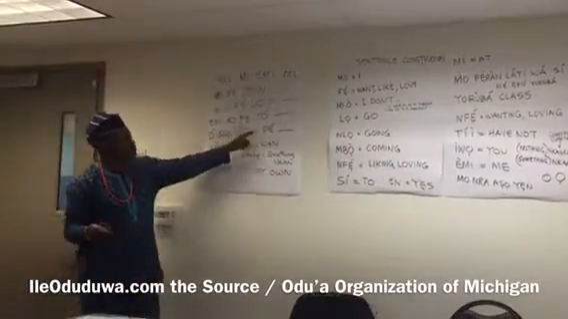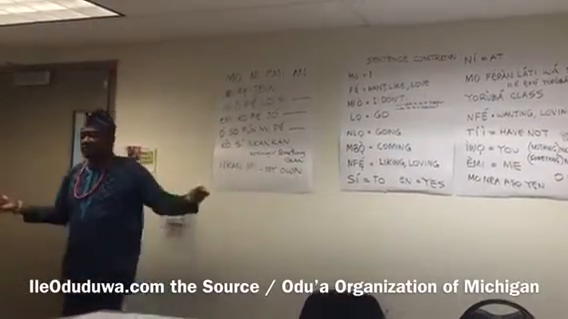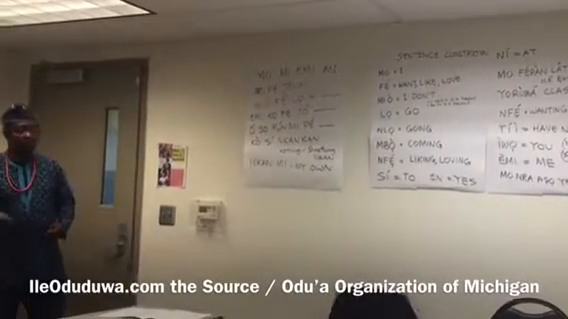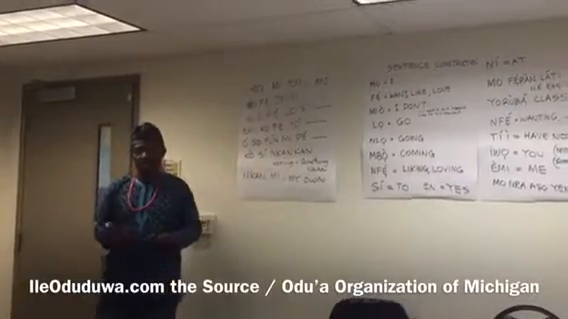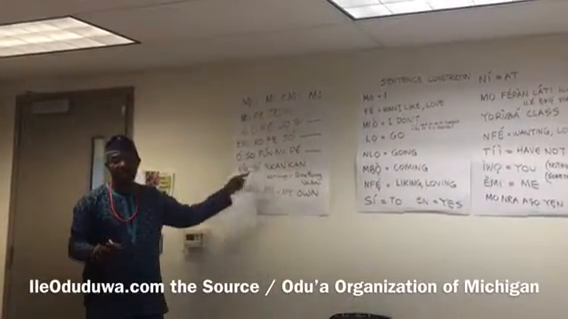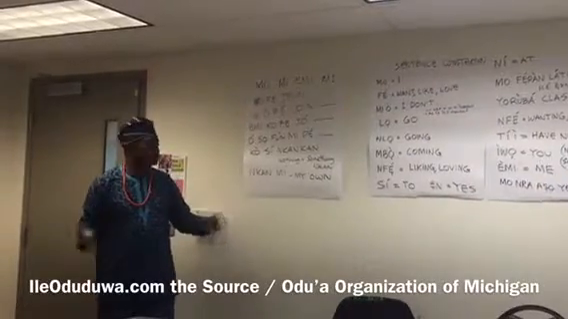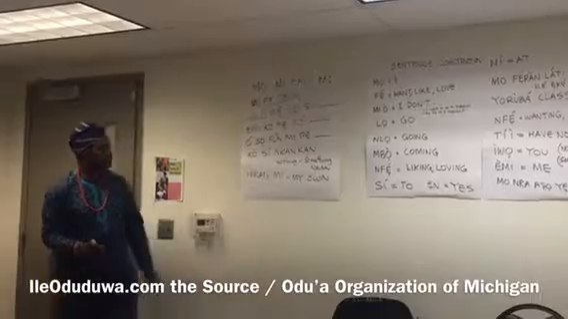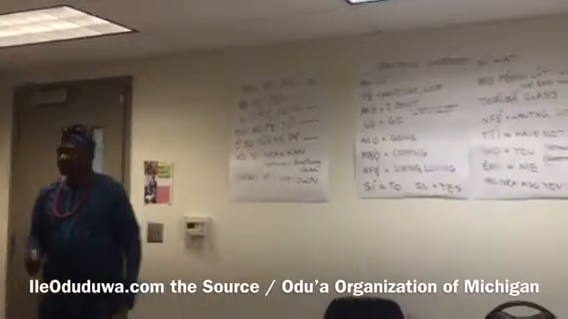O so fun mi pe ko si nkan kan. There's nothing. He told me there's nothing. She told me there's nothing. Ko si, there is no, none. Nkan kan, nothing. Yes, question? I want to try to construct this sentence. All right.